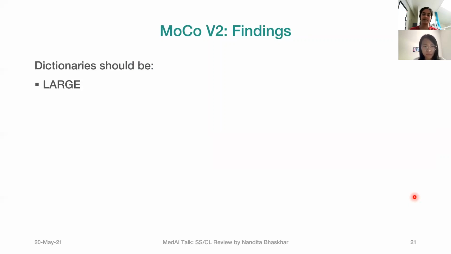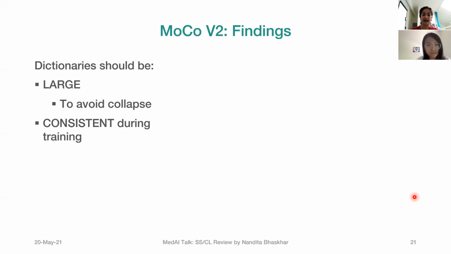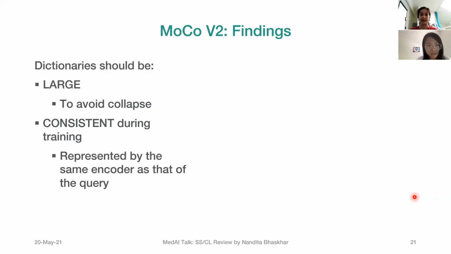One of the constraints in MoCo version 2 is that the dictionaries need to be large, because all the negative samples are coming from the dictionaries. So in order to avoid collapse, you want this to be pretty large. And you also want it to be consistent during training. So it's critical that you use the query encoder's momentum update and not use a separate architecture for it.